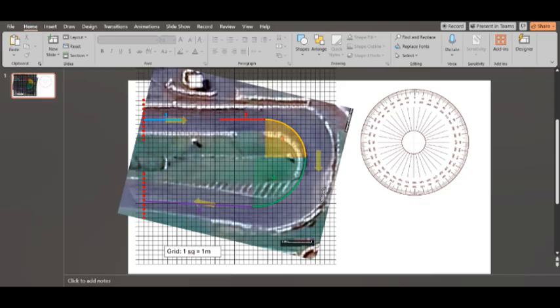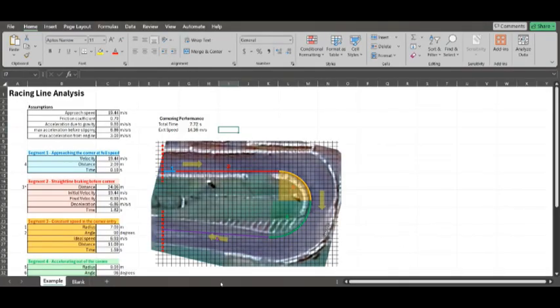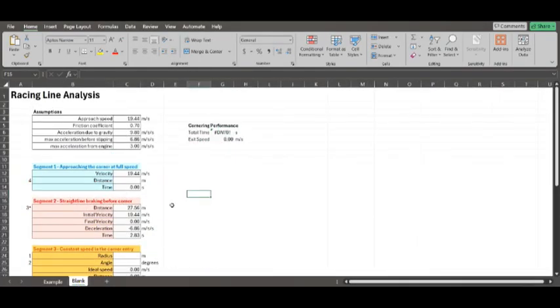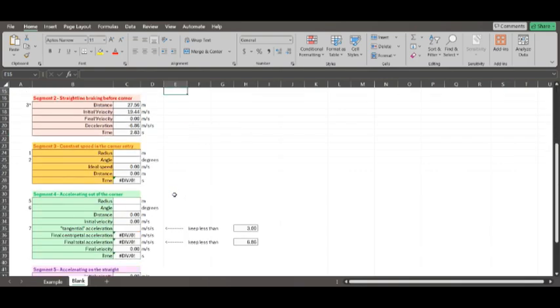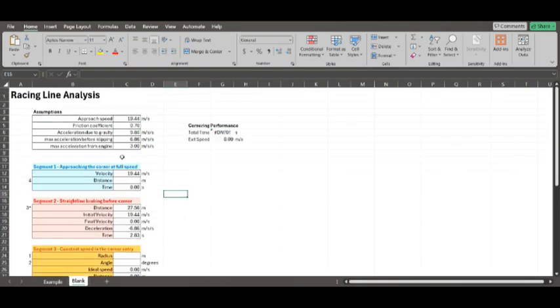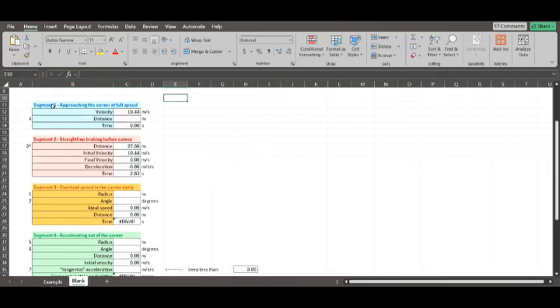All right. So having done that, we're going to go over to our spreadsheet. And you know what? Here's a blank one that I created earlier. Let's have a quick look at the spreadsheet. It's got a section with assumptions. So these are like our starting parameters and assumptions. And then each segment has got some calculations.